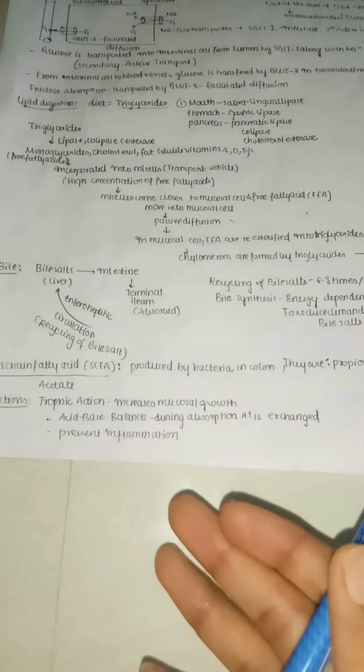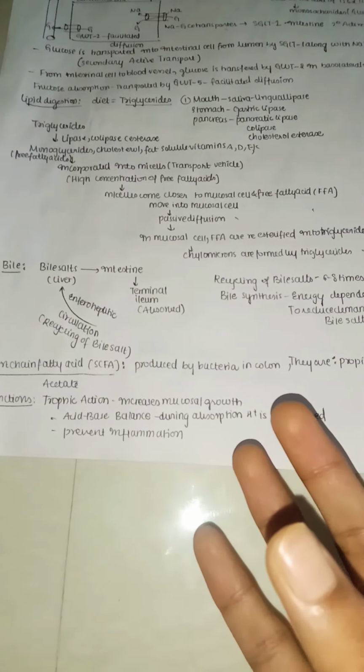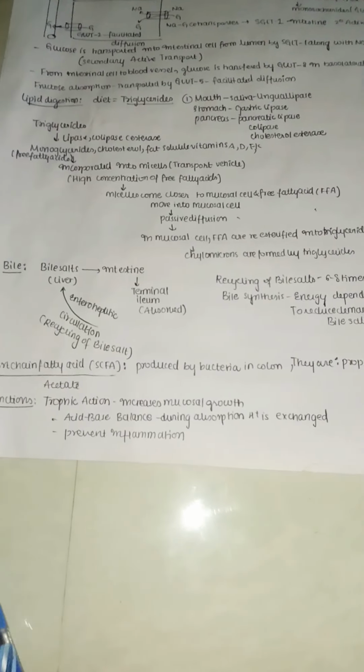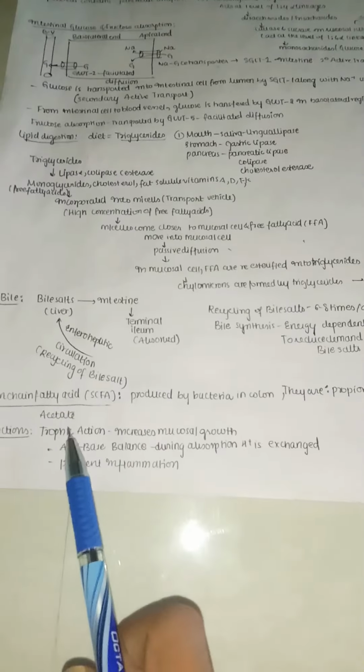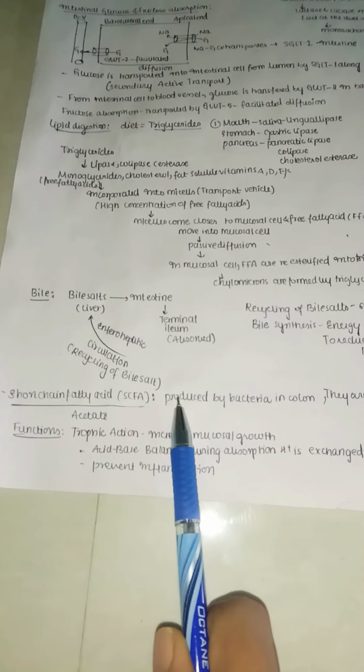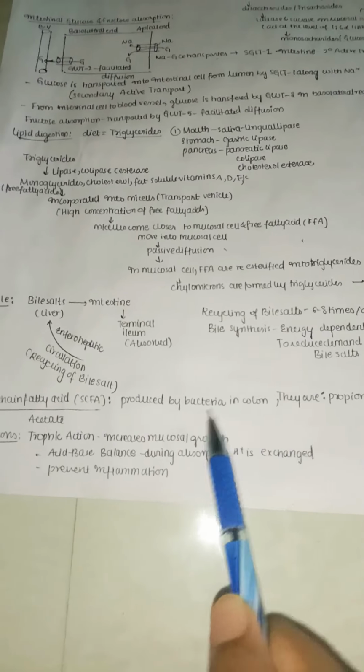The hydrogen ion exchange, meaning when they are absorbing anything, the hydrogen ions exchange so that there is acid base balance, and also they try to prevent inflammation. So these are the main functions of propionate, butyrate and acetate, which are the short chain fatty acids produced especially in the colon by means of bacteria.